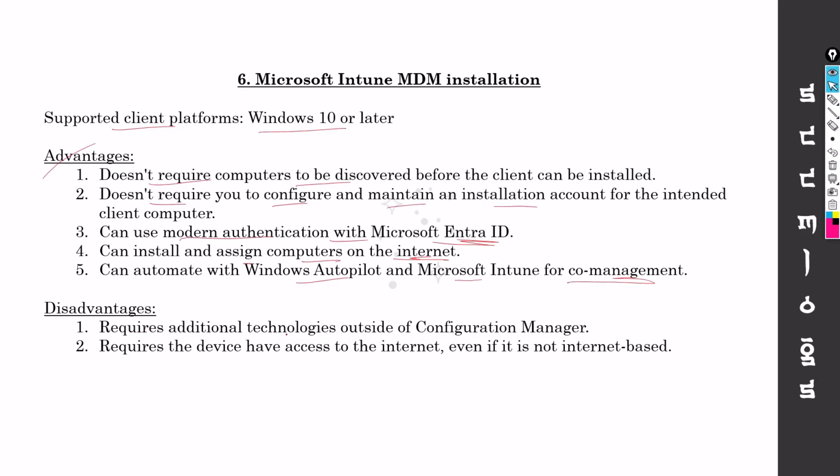Disadvantages: it only requires technology outside the configuration manager, and requires the devices to have access to the internet even if it is not internet based. Okay. So the only disadvantage is that we need to configure Intune. We need to link that Intune to the configuration manager. Then only this method will be possible. Otherwise, it is no use. So this is a completely cloud-based topic. Okay, so we'll discuss it later in our upcoming classes.